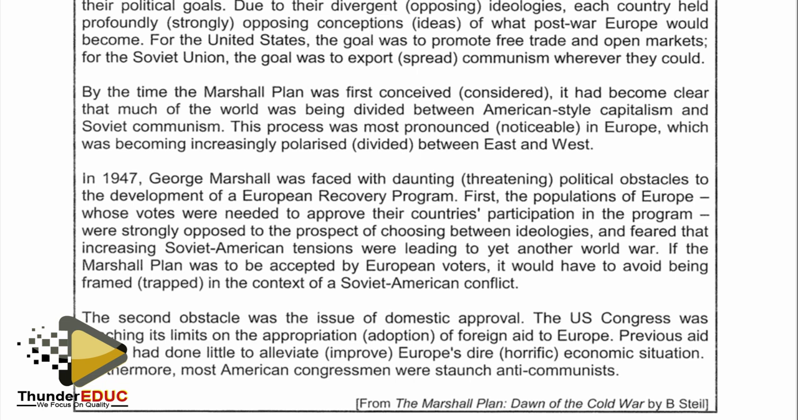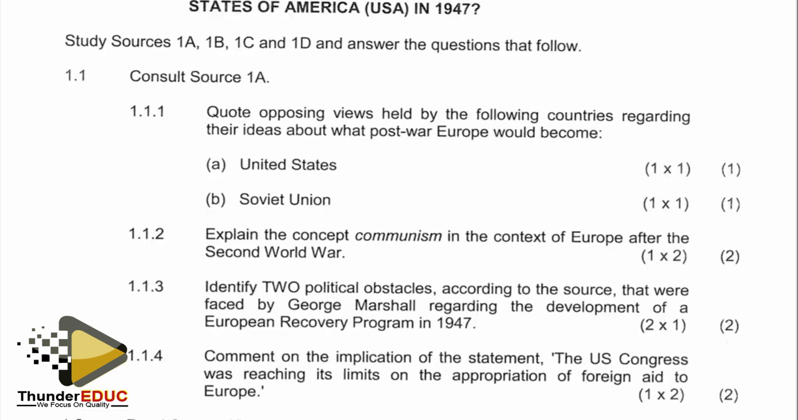For example, the first question is: consult source 1A and quote opposing views held by the following countries regarding their ideas about what post-war Europe would become. This is a one-by-one question, which means these are low-order questions, the simplest order, level 1, whereby you just extract the information that helps you answer those questions from the sources. The information is available in the source. You just have to go to the source and extract the relevant information answering the question.